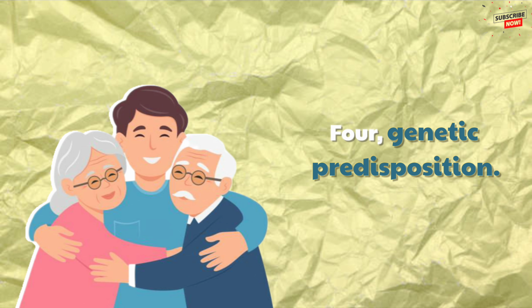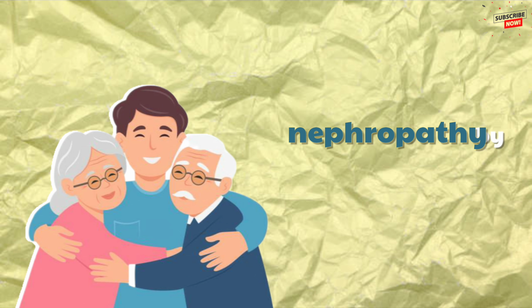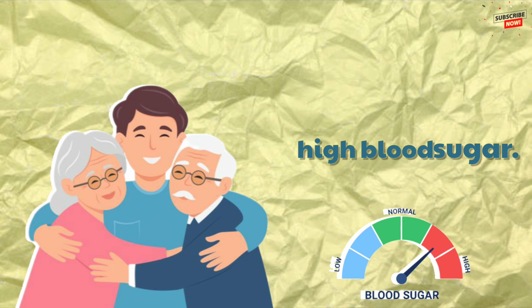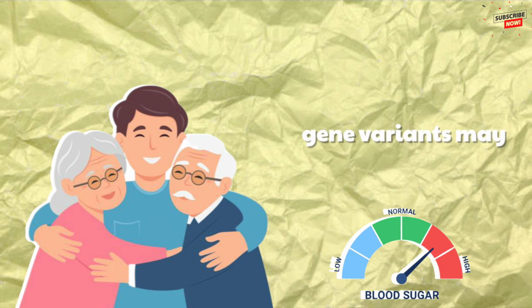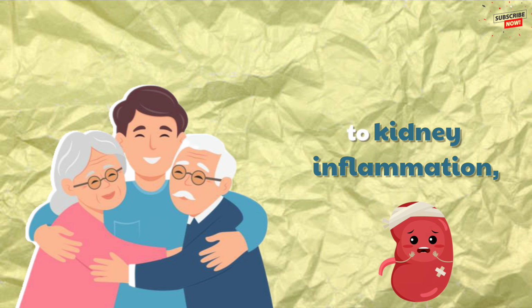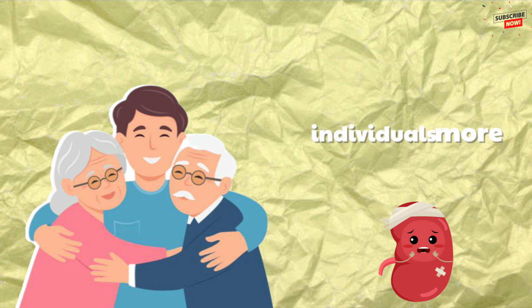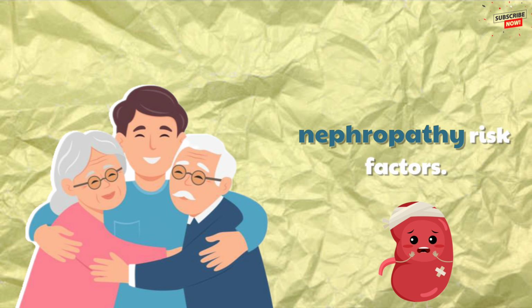4. Genetic predisposition. It can cause diabetic nephropathy by influencing how an individual's body responds to high blood sugar. Certain gene variants may increase susceptibility to kidney inflammation, poor glucose metabolism, and high blood pressure. These inherited traits make some individuals more likely to develop kidney damage when exposed to diabetic nephropathy risk factors.